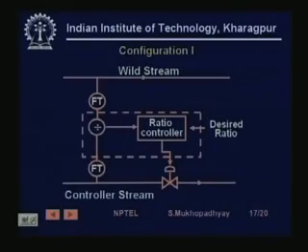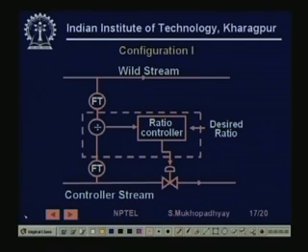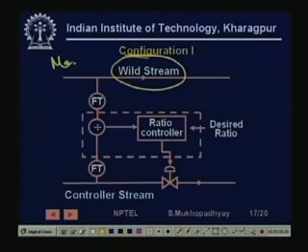There are two typical configurations in which ratio control is used. The first one is configuration 1, let us see that. You see, in ratio control we have two streams. The first one we call the wild stream. We do not directly control that stream. That stream is controlled by other considerations, maybe from production volume, so it is like a master stream which changes independently because of some operator change, etc. And this is the slave stream, or the controlled stream.